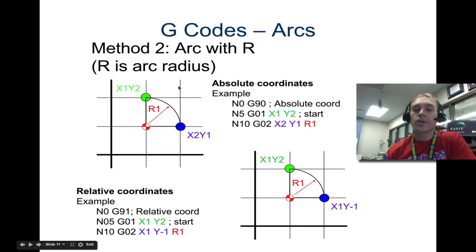There is another way to do arcs. You can do them with just a radius. The only difference here is in absolute coordinates. We start at X1, Y2, and then we go to X2, Y1. We type in the actual coordinates of this point.